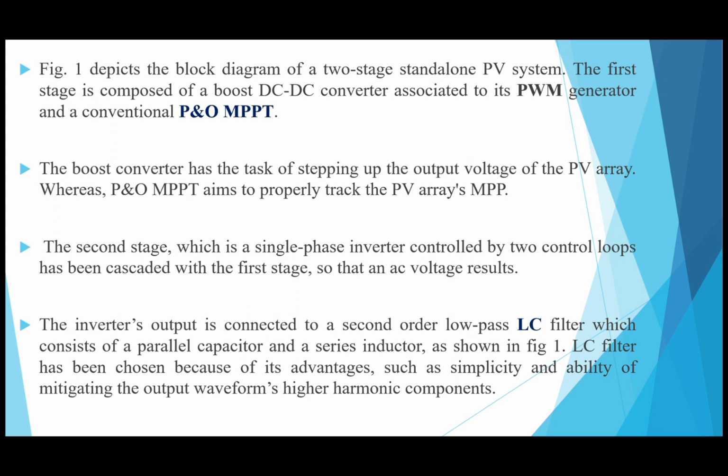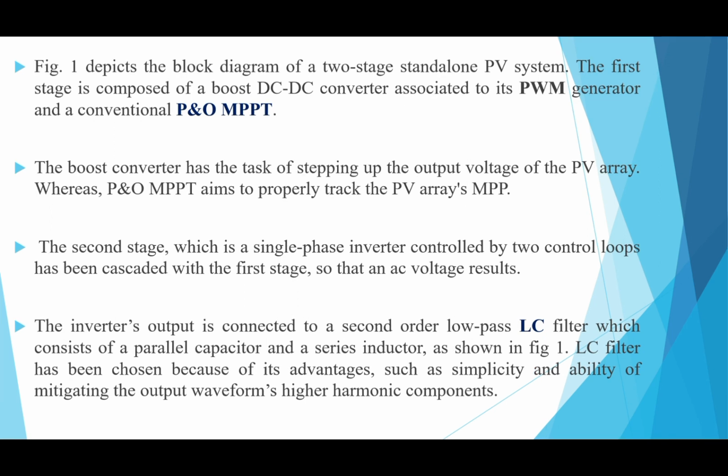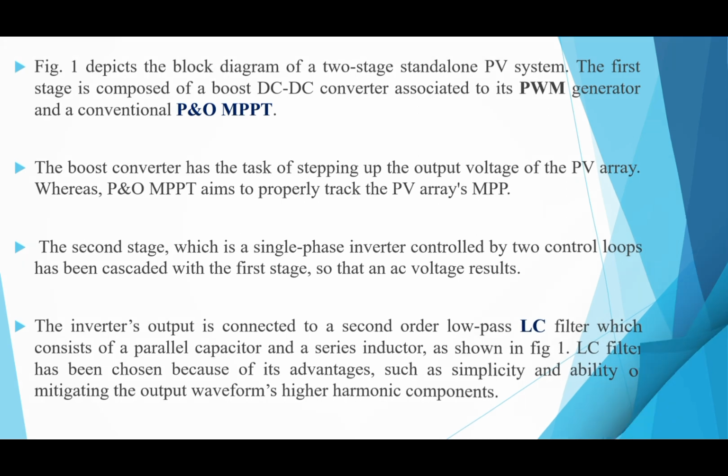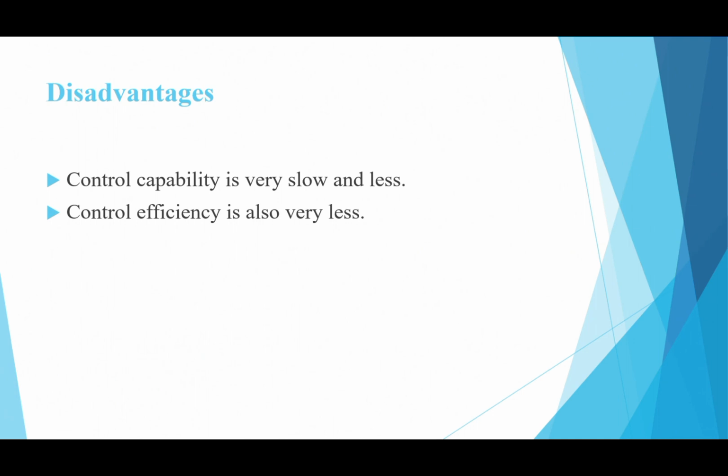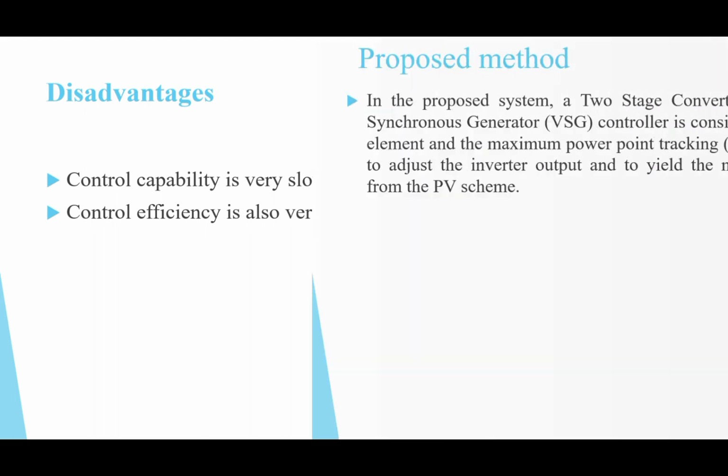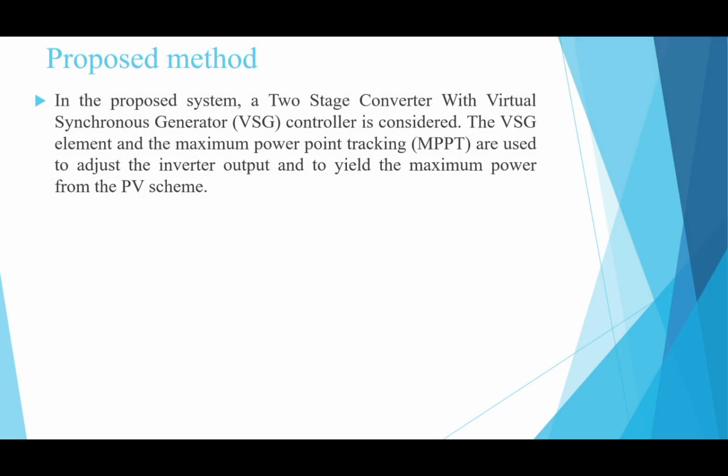so that an AC voltage results. Inverter's output is connected to a second order low pass LC filter which consists of a parallel capacitor and a series inductor as shown in figure 1. LC filter has been chosen because of its advantages such as simplicity and ability of mitigating the output waveform's higher harmonic components. The disadvantages of this existing method are control capability is very slow and less, control efficiency is also very less. To overcome these disadvantages, the proposed method is given.